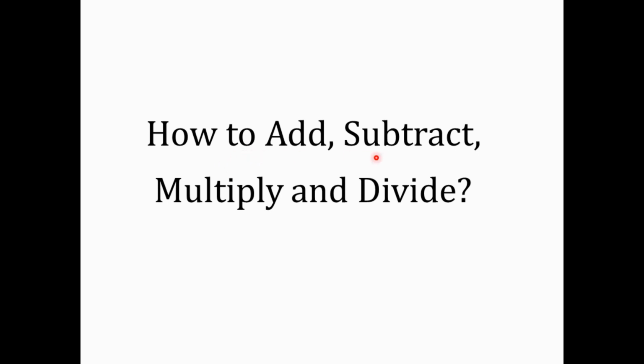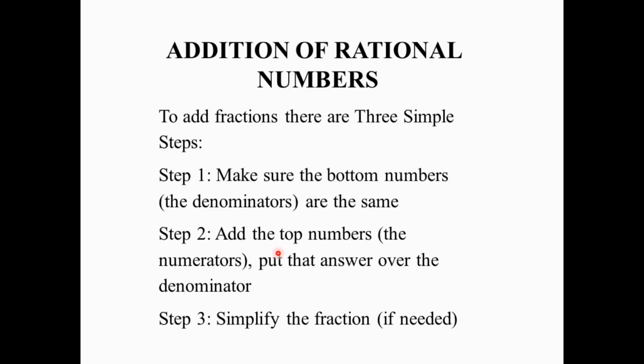Now, how to add, subtract, multiply, and divide rational numbers? Alright, let us deal first with addition of rational numbers. To add rational numbers or fractions, there are certain steps to follow. Step 1, make sure the bottom numbers or the denominators are the same. Step 2, add the top numbers or the numerators. Put that answer over the denominator. Step 3, simplify the fraction if needed. If it is not needed, do not proceed to step 3. Alright?